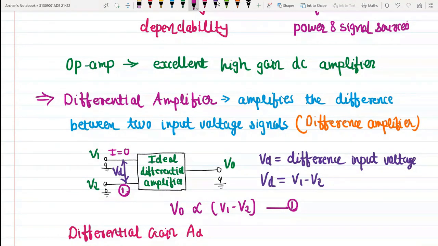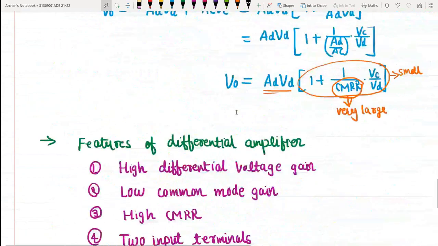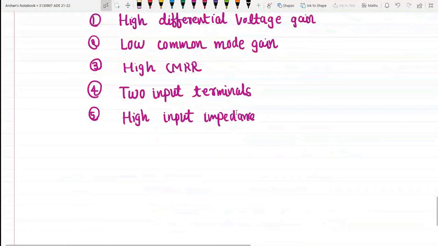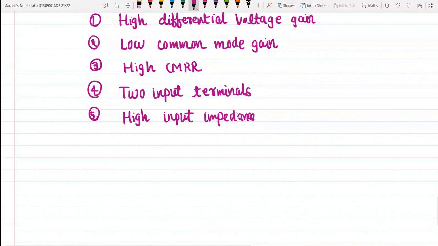If input impedance is very low, then what will happen? As we have discussed, a common mode signal is always available. This common mode signal will cause a certain amount of current to flow through the input terminals, which is not desirable at all. If we have not switched on the supply, then the current must be equal to 0, and the current will be 0 when the input terminal offers a very high impedance. So this is one of the features of a differential amplifier: it has high input impedance.